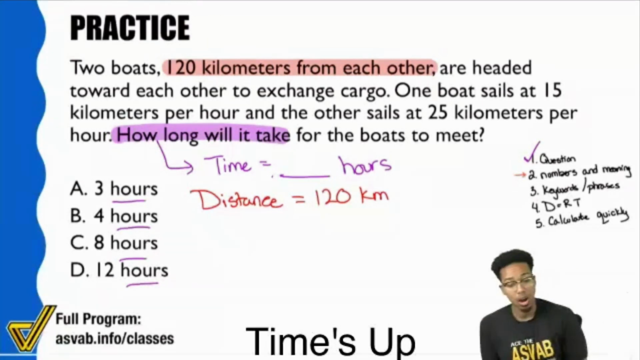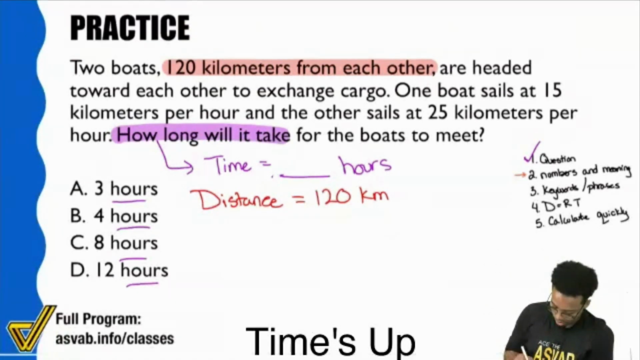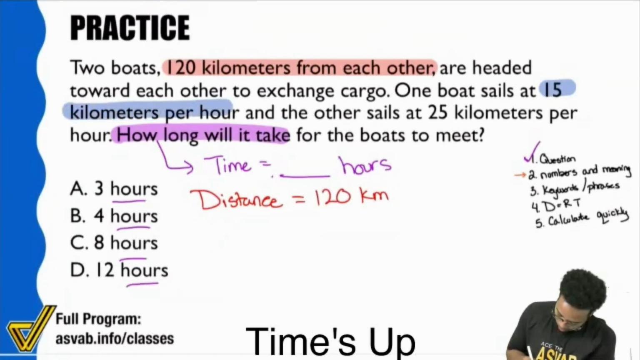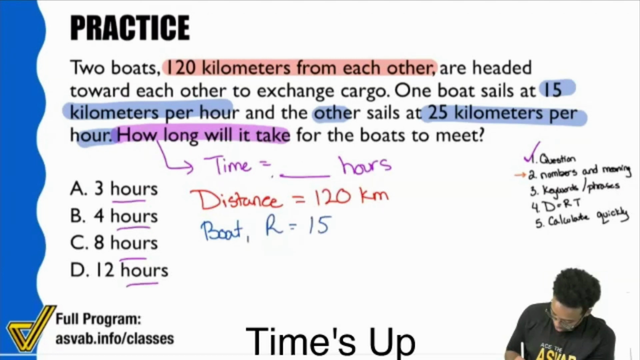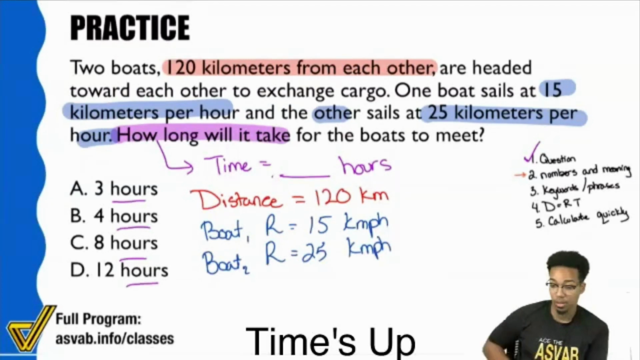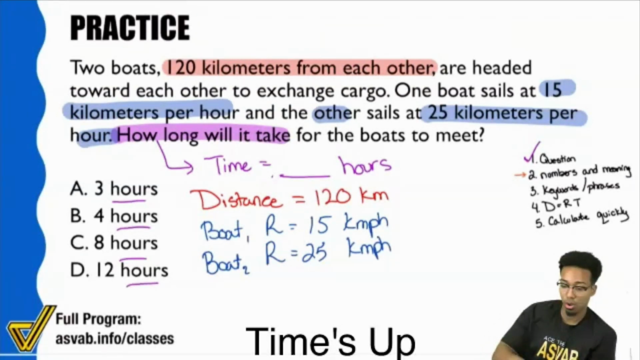All right, up next, it says they're headed toward each other to exchange cargo. One boat sails at 15 kilometers per hour. Okay, cool. So I'll write that down. 15 kilometers per hour. The other sails 25 kilometers per hour. So we know that boat 1, the rate, because it says 15 kilometers per hour, is 15 kilometers per hour. And then boat 2, that rate is 25 kilometers per hour. We'll write that down there. Sounds good. So those are all of our numbers.